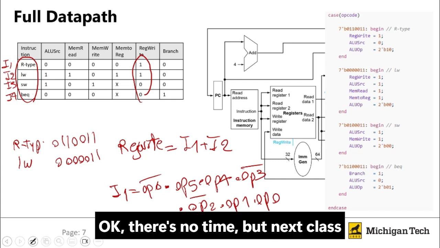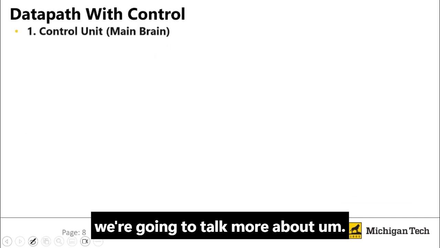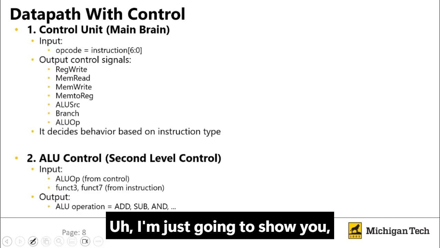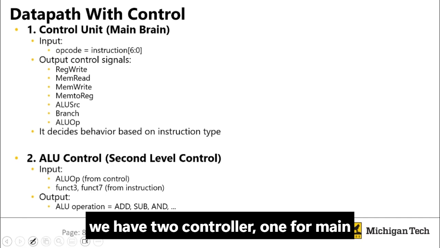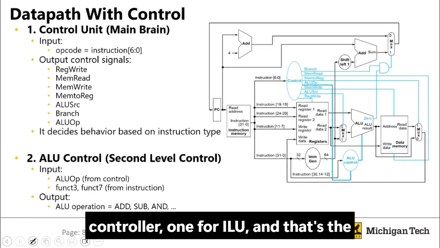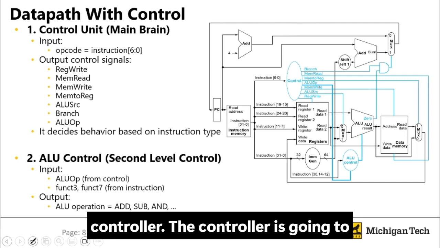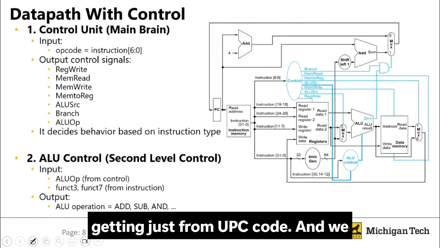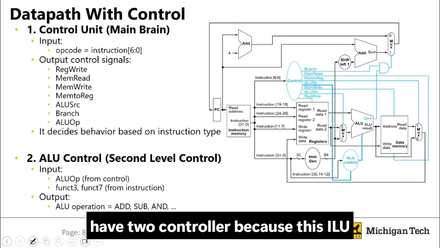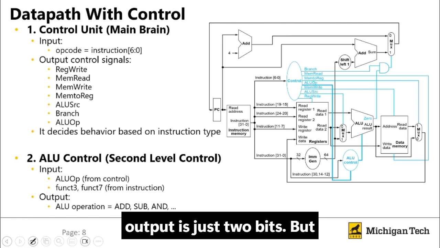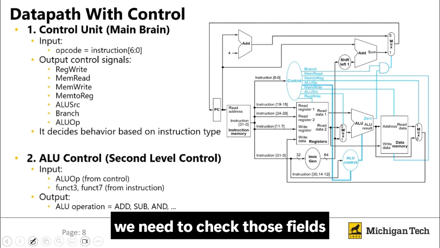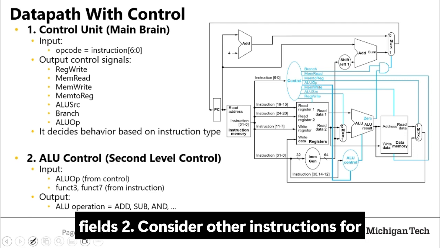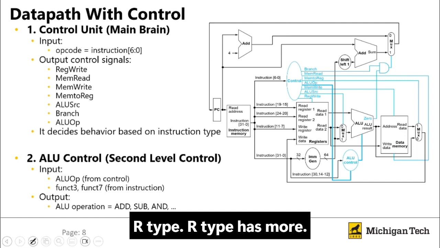Okay, there's no time, but next class we're going to talk more about this. I'm just going to show you. We have 2 controllers, one main controller and one ALU controller, and that's the controller. The controller is going to create all of these signals just from the opcode. And we have two controllers because the ALU output is just 2 bits, but we need to check those 7-bit fields and 3-bit fields to consider other instructions for R-type. R-type has more instructions.